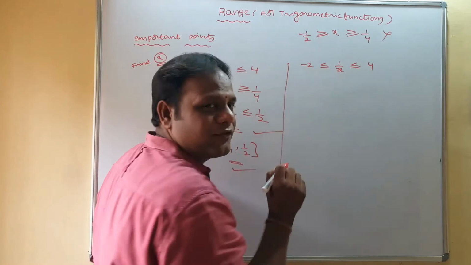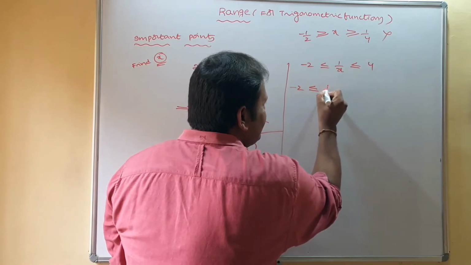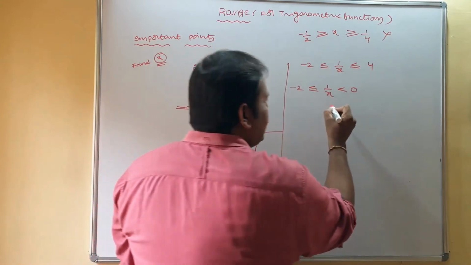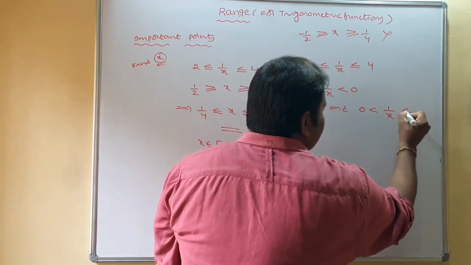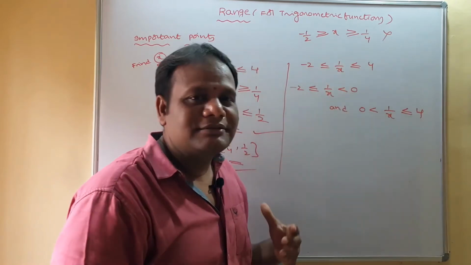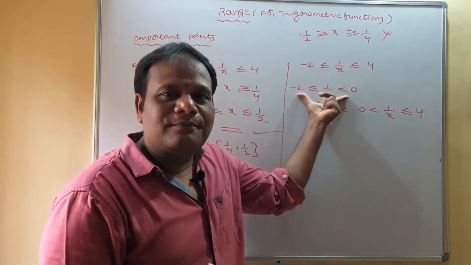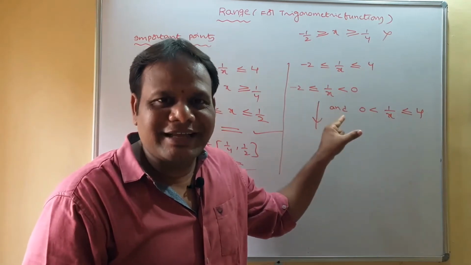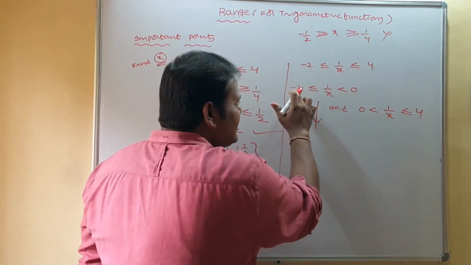You split this interval into two intervals: minus 2 less than or equal to 1 by x less than 0, and 0 less than 1 by x less than or equal to 4. Now you simplify. In this interval, is 0 there? There is no 0, so can I take the reciprocal now? Yes, I can take the reciprocal.